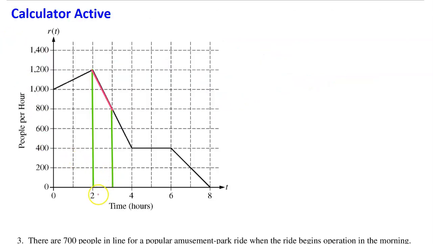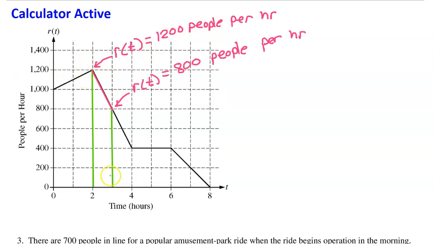So let's look at the graph and analyze the interval from t equals 2 to t equals 3. Notice that at t equals 2, r of t is 1,200 people per hour. In other words, at this time, 1,200 people per hour are entering the line. Notice that at t equals 3, people are entering the line at a rate of 800 people per hour.